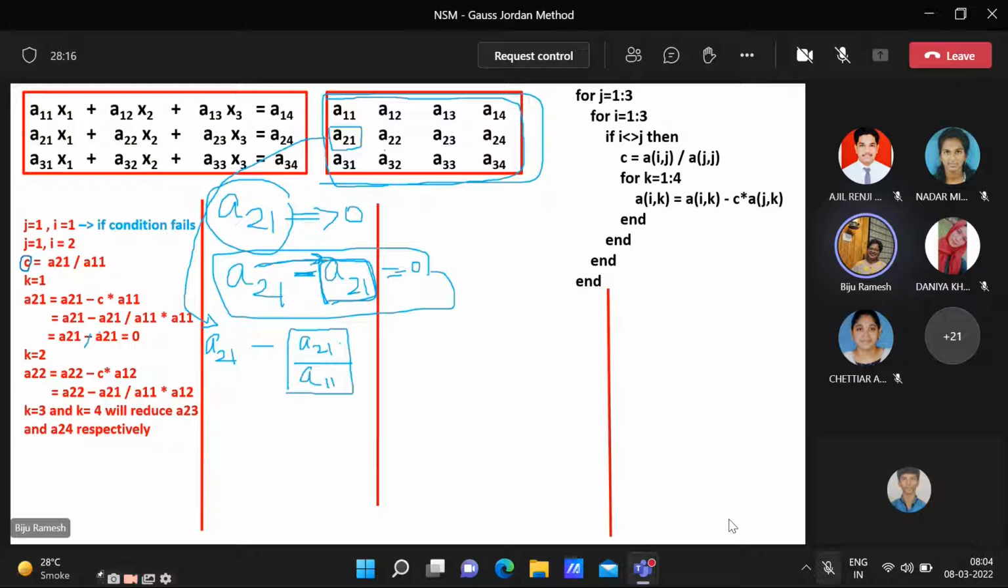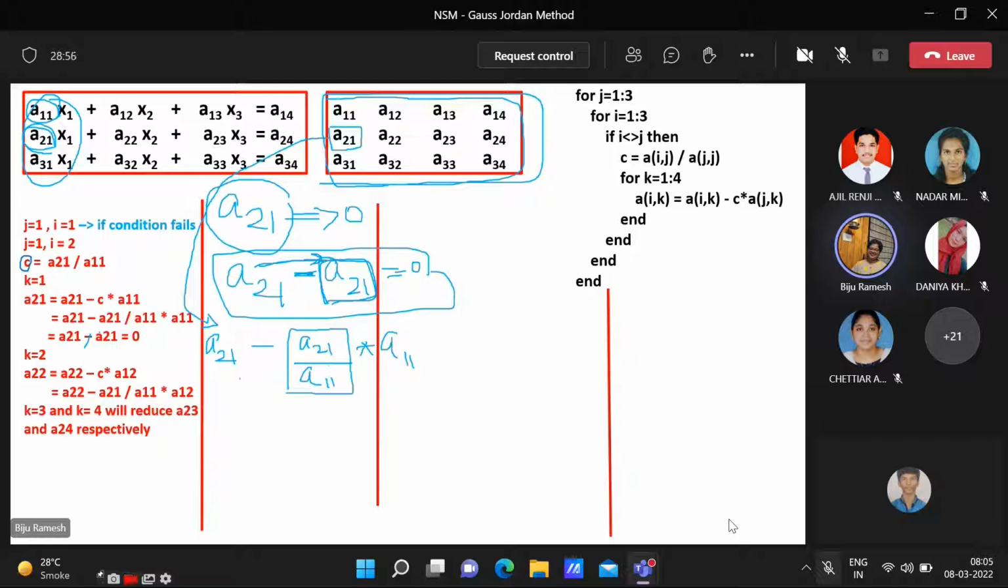That is the current coefficient I am working with. I am dividing it with the same variable coefficient. This is all the x1 coefficient. So I'm going to use A11, which is of the first equation. A21 is of the second equation, because my aim is to reduce this to 0. So I use a constant A21 divided by A11 and I multiply it by A11.